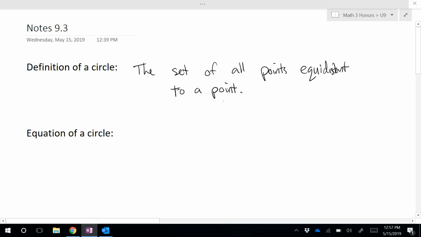So what do we call that one point? Or where would that one point be in reference to the circle? That would be the center of the circle, okay? And equidistant, that would be our radius, right? So circles are made up of two things, a center and a radius, okay?